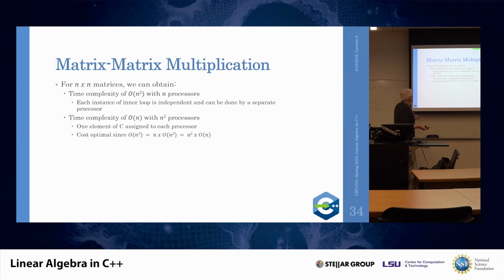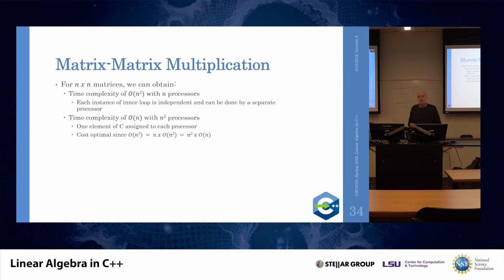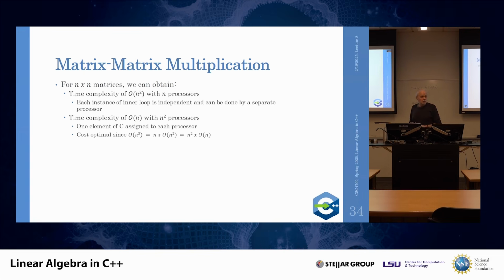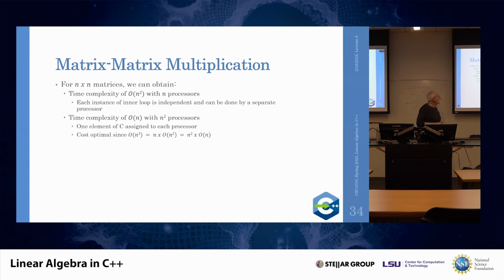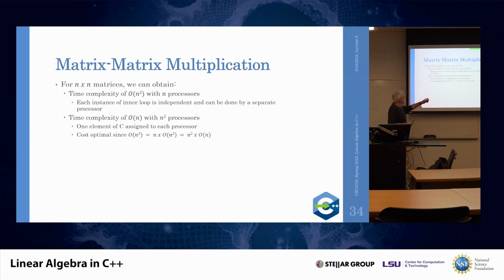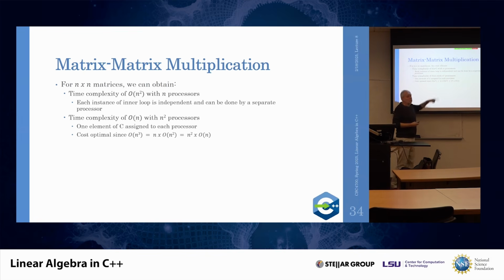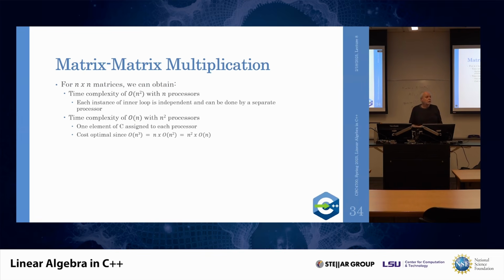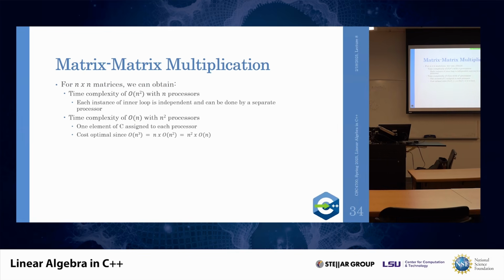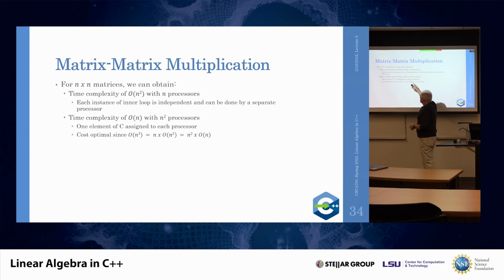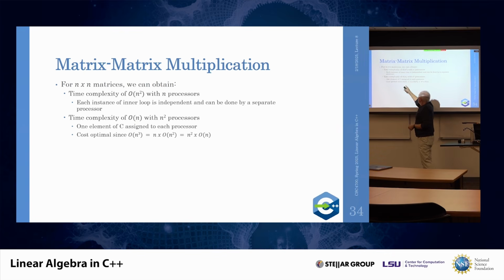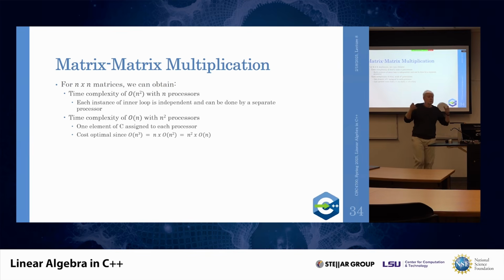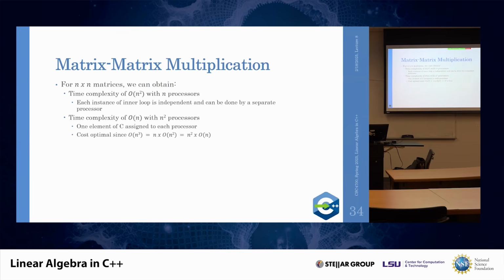We can do even better. If we have n² processors, we can do it in O(n) linear time complexity, because all we have to do is make one processor responsible for one of the result values. And since we have n² result values and n² processors, it takes only O(n) time to do the computation. And both of those cases are cost optimal, because in the end, the complexity is the same for both in terms of general effort, right?